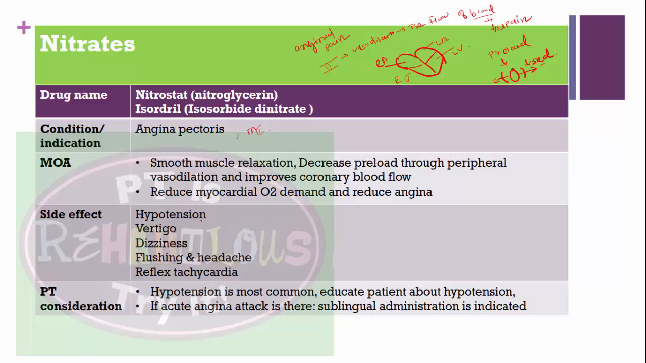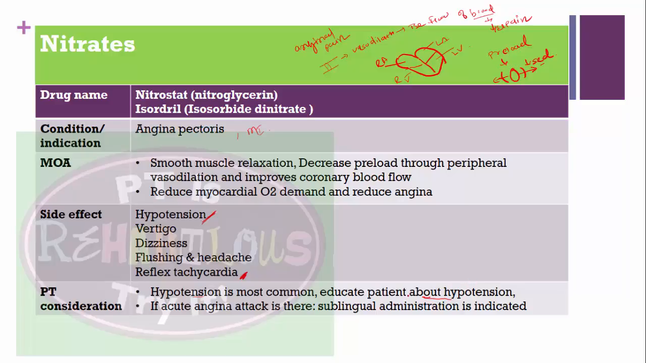The main side effect is hypotension. As a physiotherapist, we have to be aware of the side effects also. Because the patient has vasodilatation, that causes hypotension, and the patient may have vertigo, dizziness, flushing, headache, and reflex tachycardia is again a major side effect. So as a physical therapist, what should we do for this patient? If the patient is coming to you for physiotherapy, he might have hypotension, so educate the patient about this and tell their family members also.